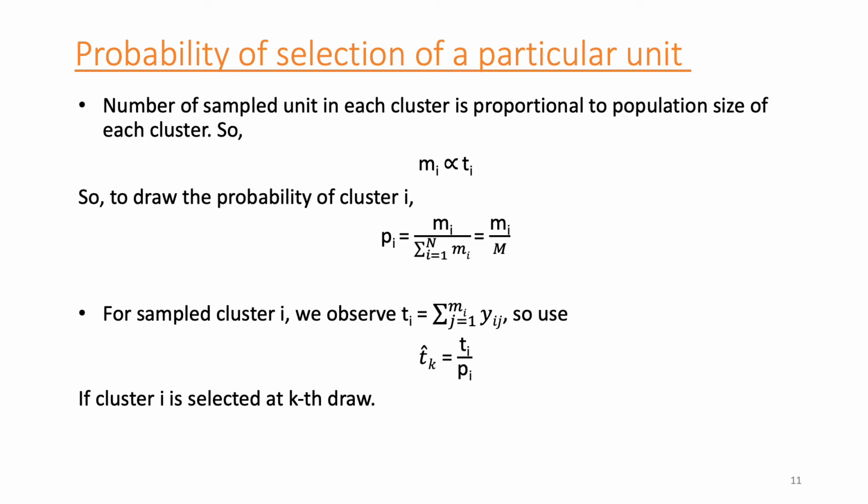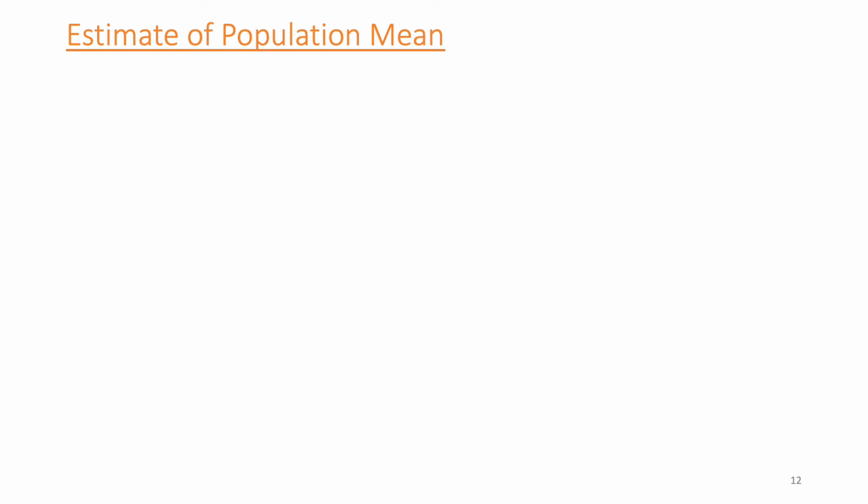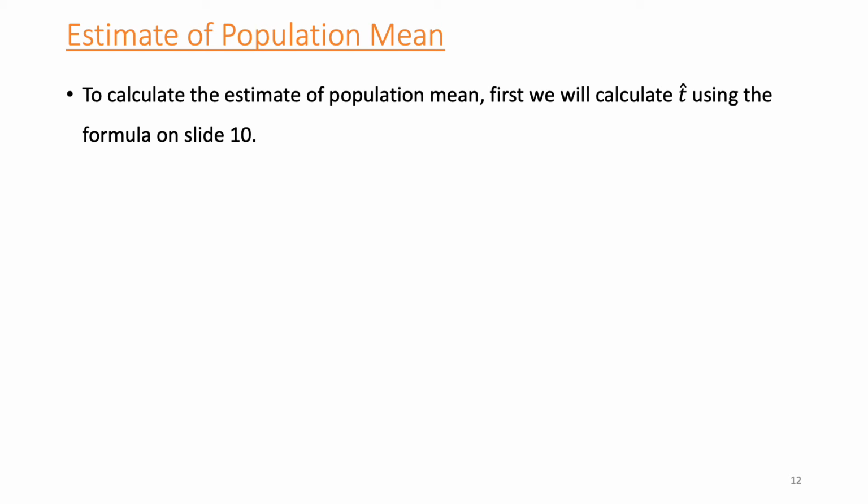Then for sample cluster i, we observe small ti, the summation of Yij, so we will use t hat k is equal to ti upon Pi, where Pi is the probability of selection of a particular unit if the cluster i is selected at the kth draw. To get the estimate of the population mean, first we will calculate the value of the unbiased estimator by using the formula on slide 10. Then the population mean estimate is given by T hat upon the summation of Mi, where T hat is the unbiased estimator and capital M is equal to the number of elements in the population.